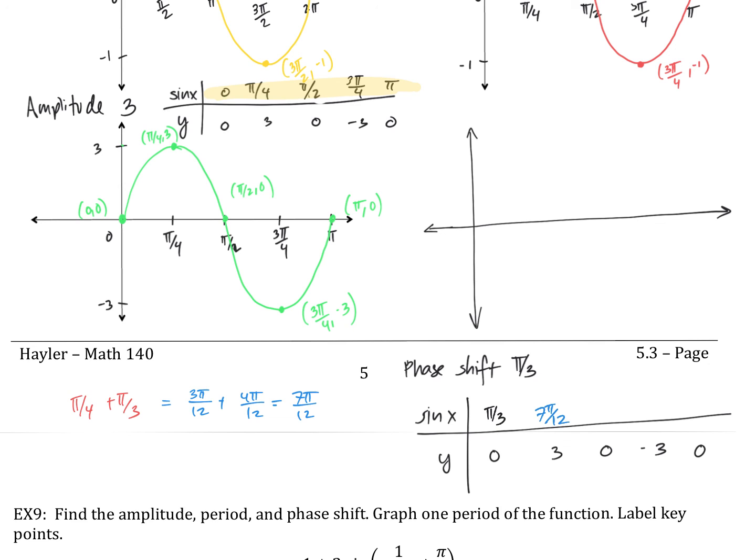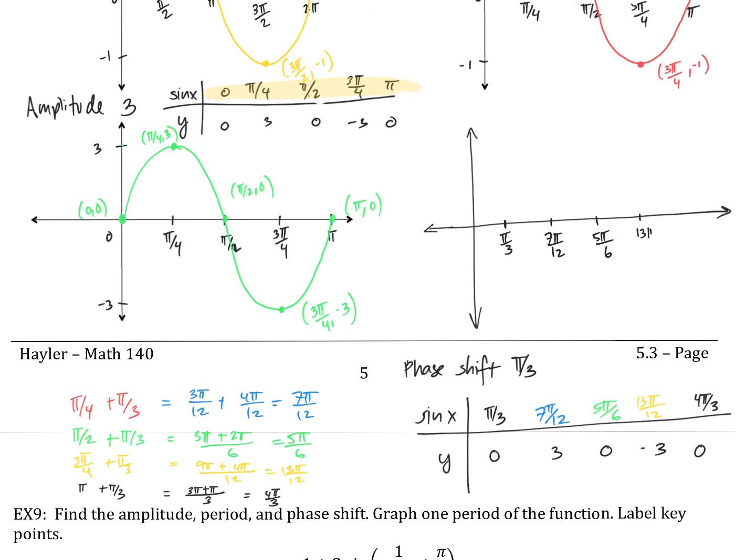I'll go ahead and add these all out. You can check back in with me in a second. Alright, so I found the values after adding a third to them. So I'm just going to go ahead and tick these values down. So we have pi over 3, 0. Then we know we're going to have 7 pi over 12. Then 5 pi over 6. Then 13 pi over 12. And lastly, 4 pi over 3. And these values go between negative 3 and positive 3.